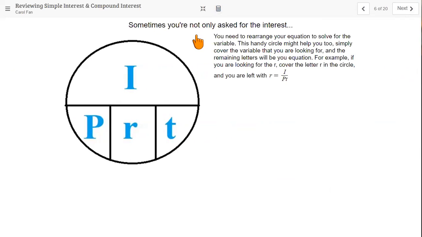Now, sometimes we're not only asked to find the interest, so we might have to rearrange the equation to solve for the variable. I know that you can do algebra, but I found that this was kind of an easy way to remember our equation, because depending on what variable you're looking for, you can insert it into this chart to get your equation. So for example, if you're looking for the rate, just cover the letter R, and what you have left is your equation. So rate is equal to interest divided by principal times time.